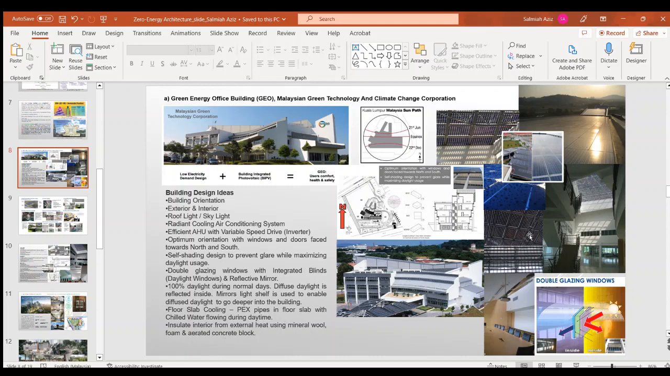Alright, so if you look at the photos, we can see the building at the rooftop using the photovoltaic panel, and inside the building also we can see there is an atrium where the material here is a photovoltaic panel, which is solar panel. And also at the main facade area they are using solar panel as well to receive sunlight. Yeah, and also they are using double glazing windows.